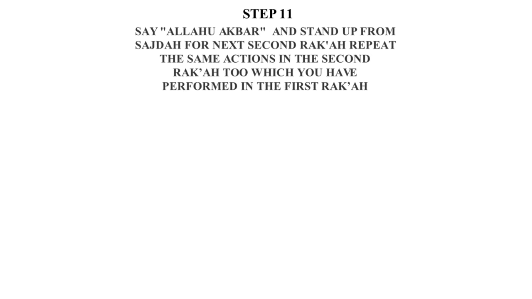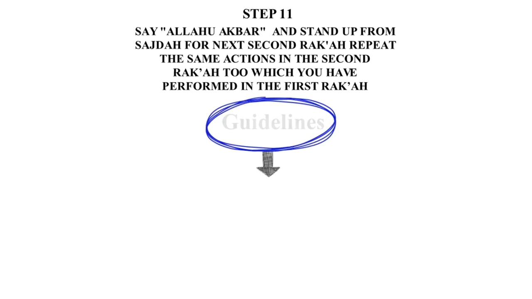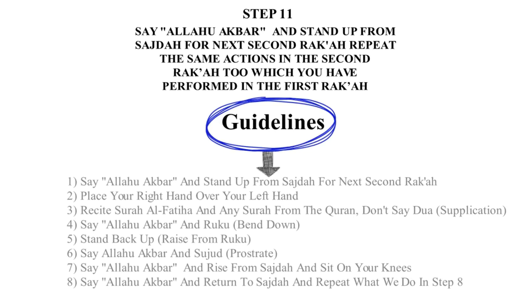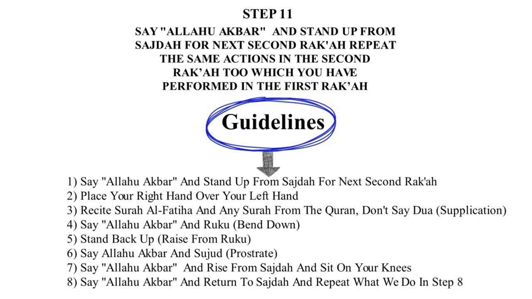Step 11. Say Allahu Akbar and stand up from sajda for the second rak'ah. Repeat the same actions in the second rak'ah that you performed in the first rak'ah. Guidelines: 1. Say Allahu Akbar and stand up from sajda for the second rak'ah. 2. Place your right hand over your left hand. 3. Recite Surah Al-Fatiha and any surah from the Qur'an, don't say dua, supplication.